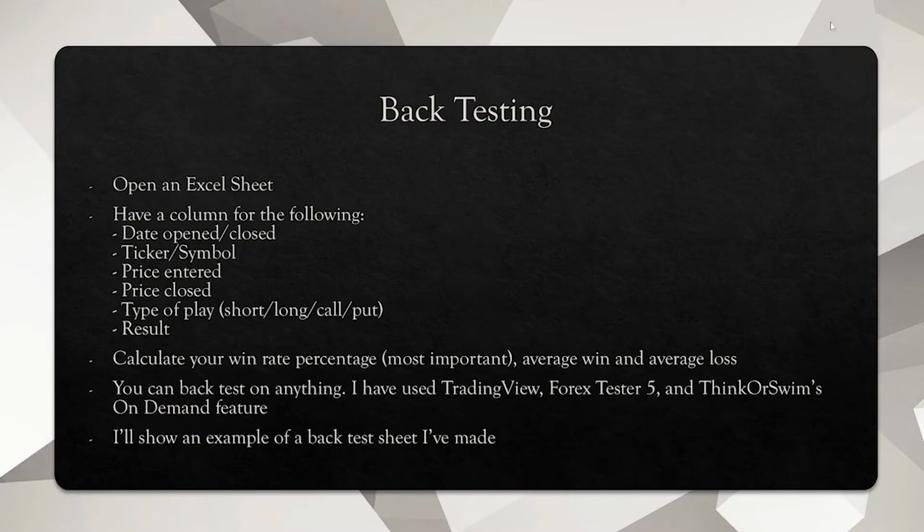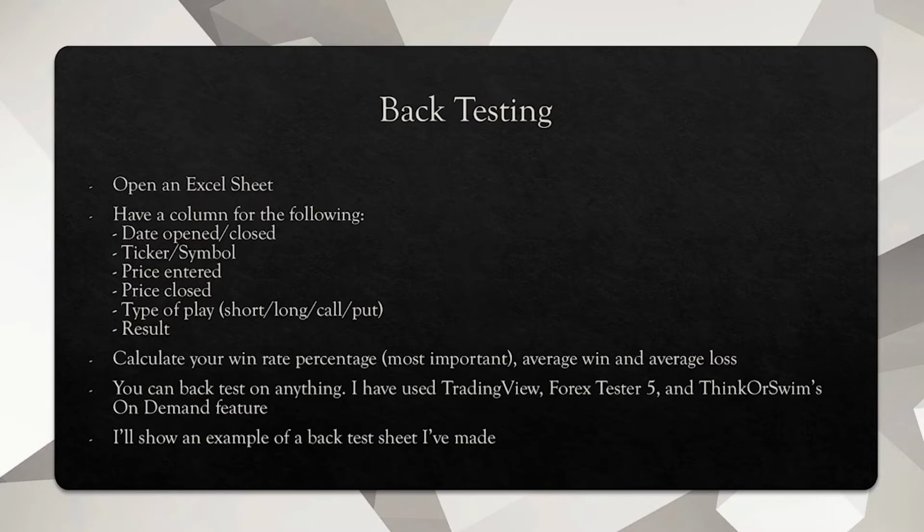So, backtesting, I'll show you guys an example here, but you need to open up an Excel sheet, have a column for the following, and I'll show you my version of it. Date opened and closed, ticker symbol, price entered and closed, type of play, so either short or long if you're backtesting equities or futures, or a call or put if you are backtesting options. You need to calculate your win rate, which is obviously the most important, and then add your average win and average loss.